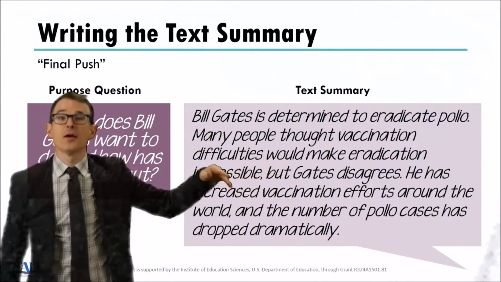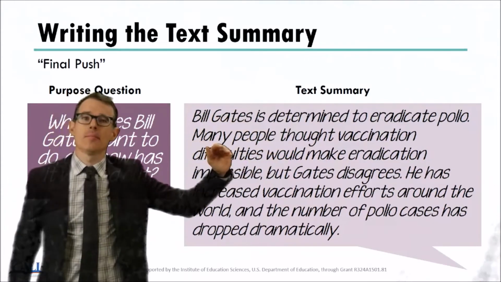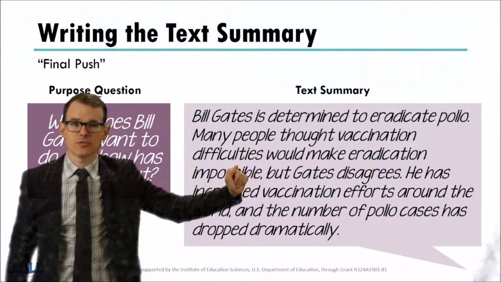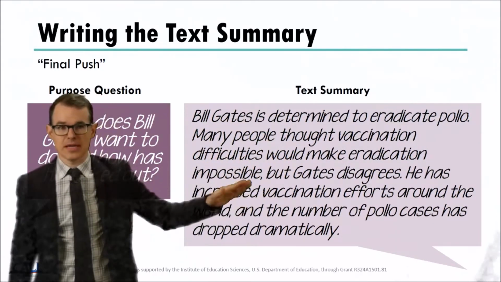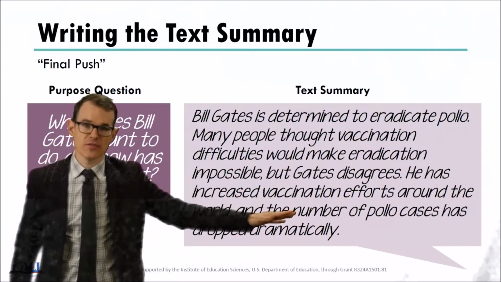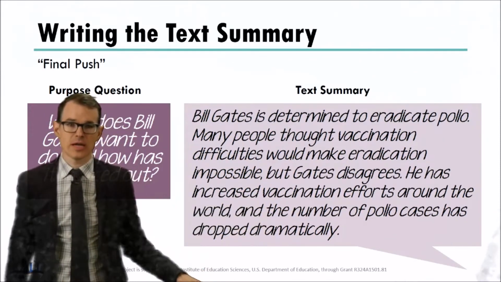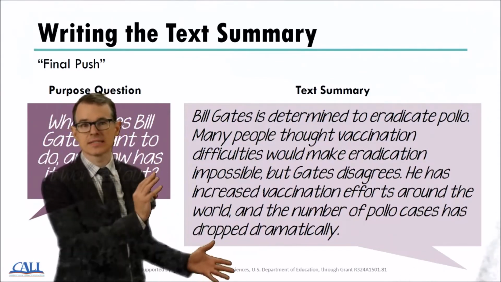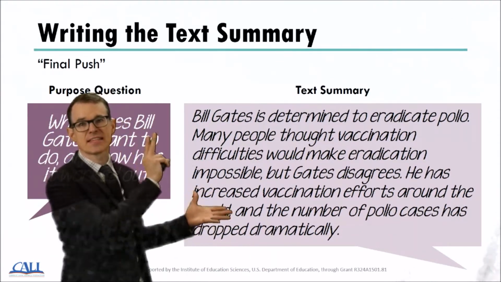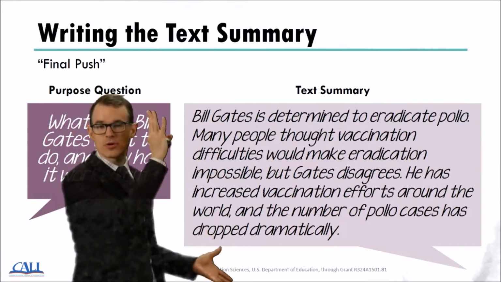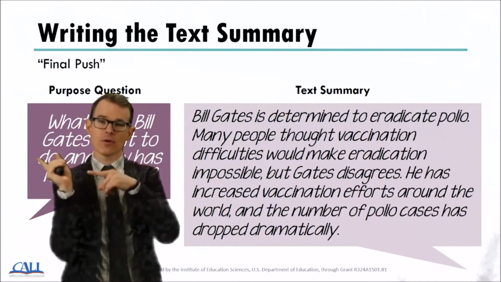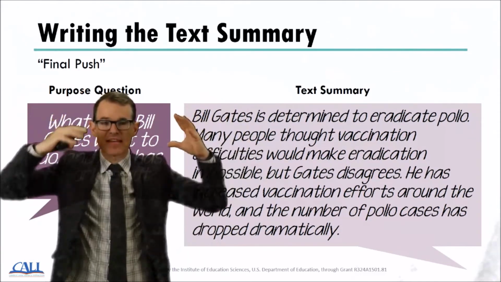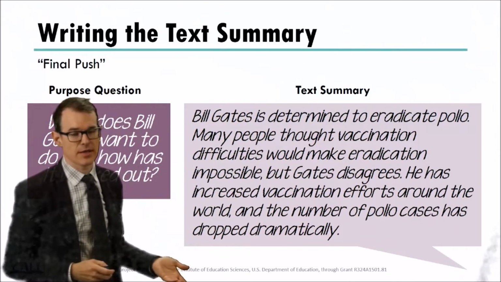I should just read this. Bill Gates determined to eradicate polio. Many people thought vaccination difficulties would make eradication impossible, but Gates disagrees. He's increased vaccination efforts around the world. The number of polio cases has dropped dramatically. Now, this is a really nice summary, and the reason is that it is integrated. It is synthesis, right? These things aren't necessarily presented in precisely the same order as in my gist statements, because now I've taken everything critical and I've put it all together.